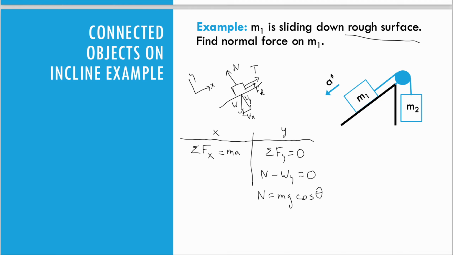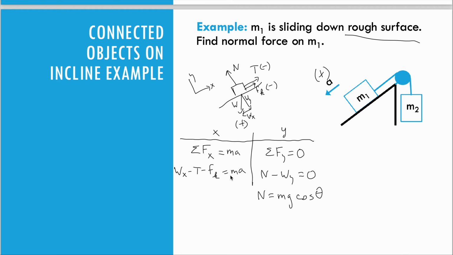Let's pick a direction. What's positive and what's negative? Let's call the positive direction the direction of the acceleration. That means Wx is positive and tension and friction force are negative. We're going to have Wx minus tension minus Fk equals ma.